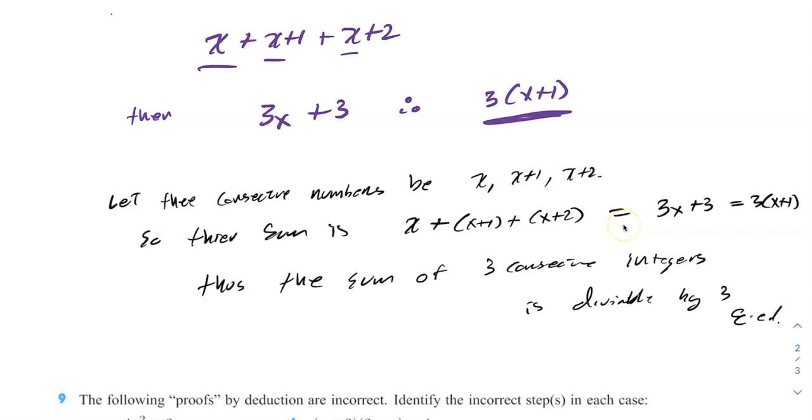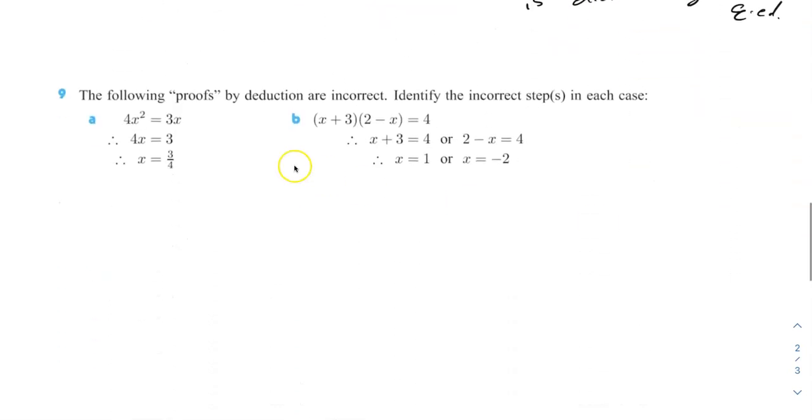So there we go. Last one. The following proofs by deduction are incorrect. Identify the incorrect steps in each case. So I just want to know what happened here. They have 4x squared equals 3x, and then they have 4x equals 3, then they have x equals 3 fourths. From here to here, no problem. You can divide by 4. The problem is here. You can't divide by x, because x might be 0.